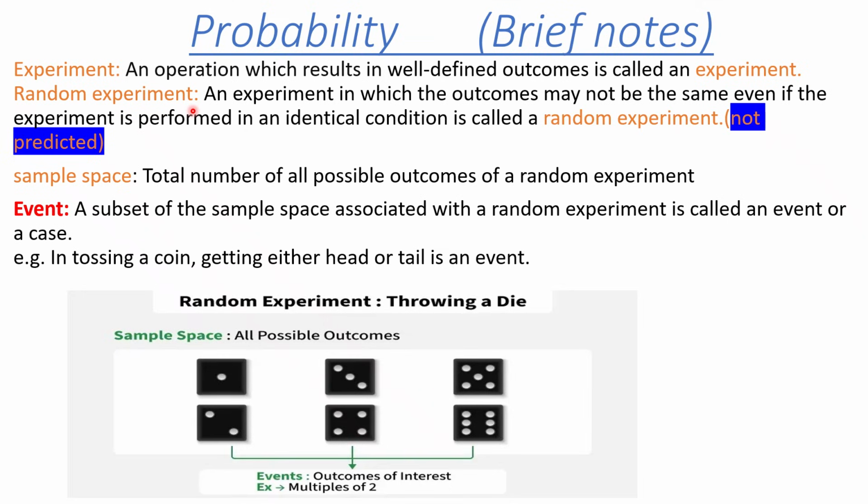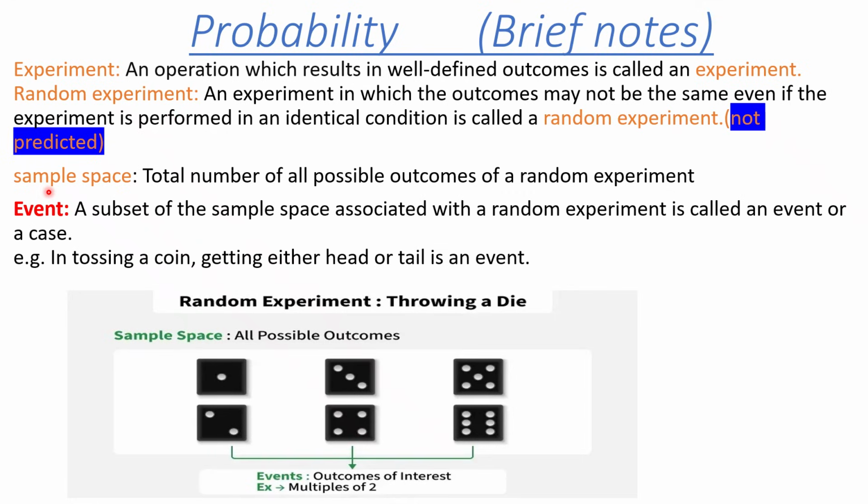Now, random experiment. An experiment in which the outcomes may not be the same, even if the experiment is performed in identical conditions, is called a random experiment. Basically, it is one whose outcome cannot be predicted. That type of experiment is called a random experiment or unbiased experiment.